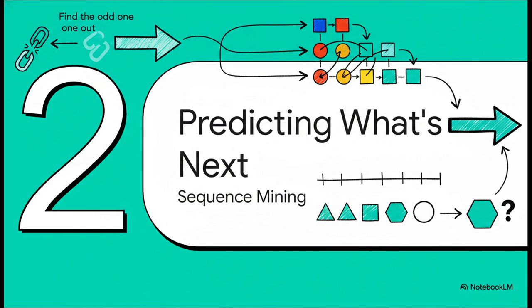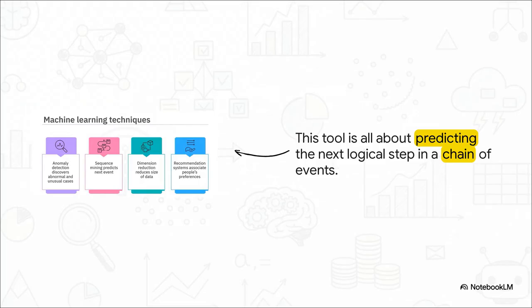Okay, tool number 2. This one isn't about spotting what's weird from the past. It's about predicting what's going to happen next. We're actually teaching the machine to see a little bit into the future, all based on what's already happened. And this tool is called sequence mining. It's all about understanding a chain of events, a sequence, and then making a really good guess about what the next logical step is going to be.